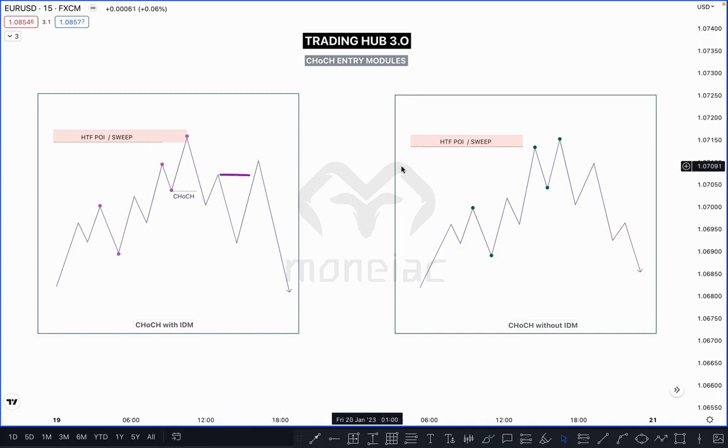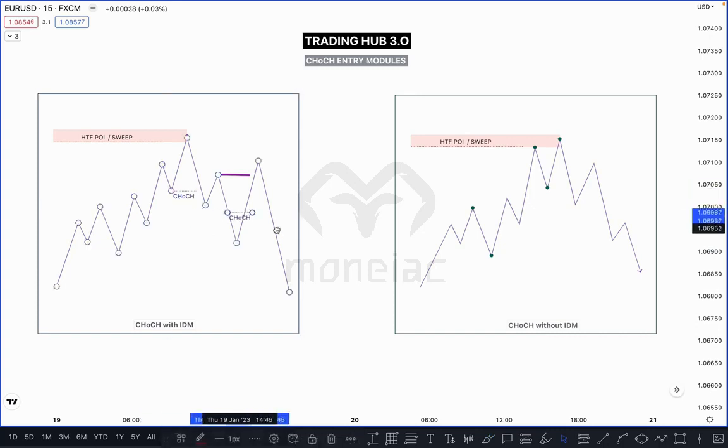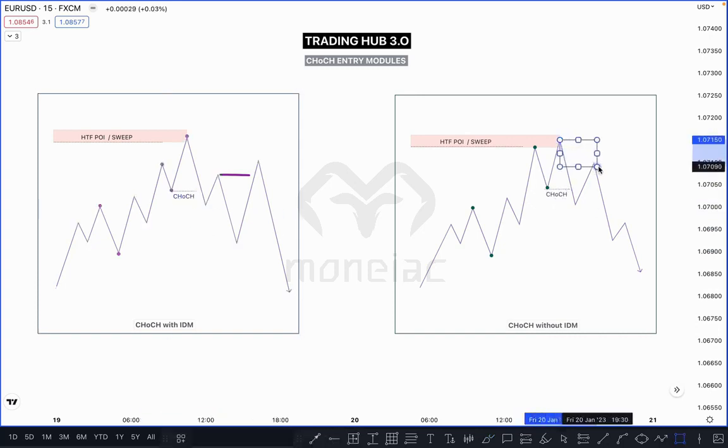Now let me show you another diagram, which one is here. In the next diagram you can see, this one is our ChoCh without inducement. In this case you don't need to wait for an inducement. You can immediately sell after taking out the previous high. Let me explain. When the market taps your PY zone and sweeps this higher time frame level, you have to follow a similar rule. After ChoCh you can sell here. Look at this one. This one is our change of character. You can immediately sell here in this case.